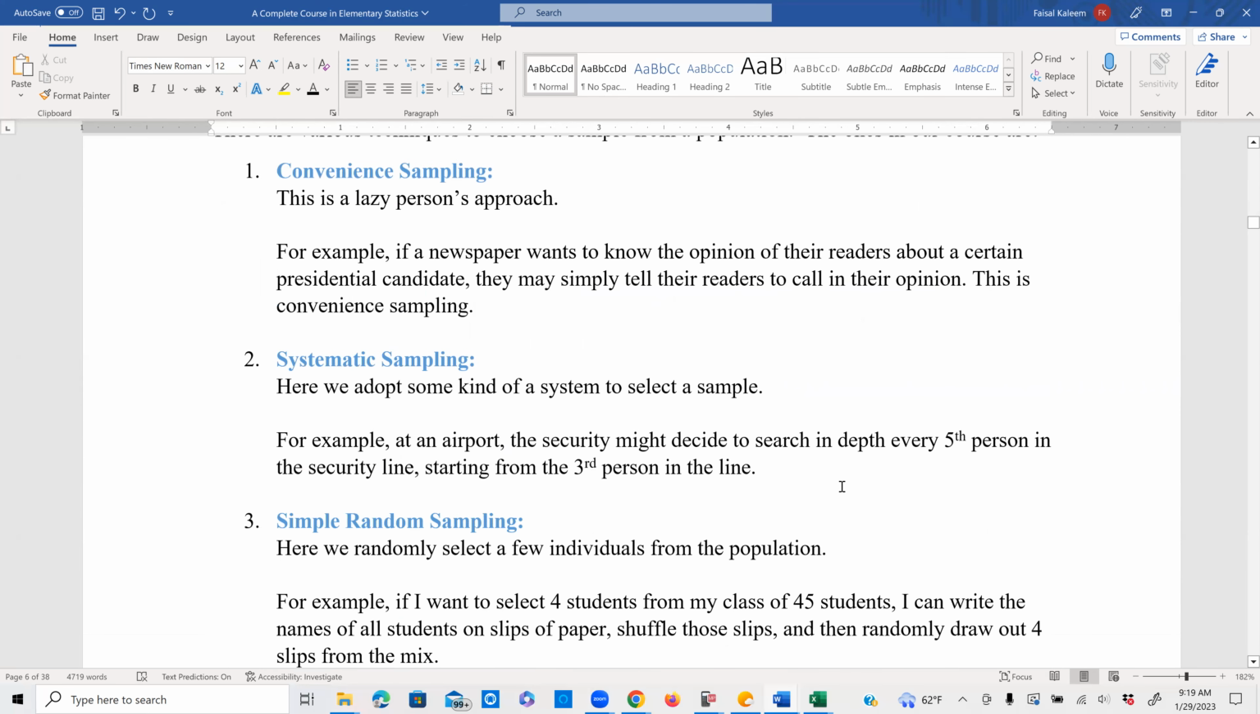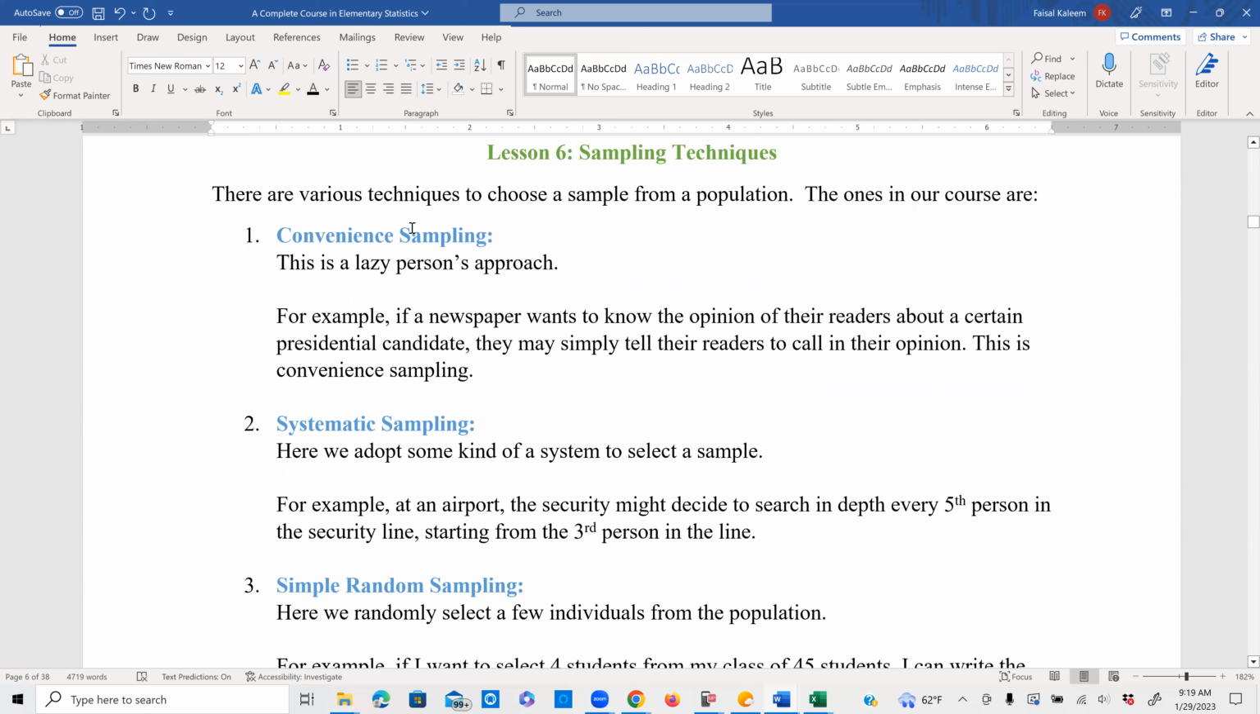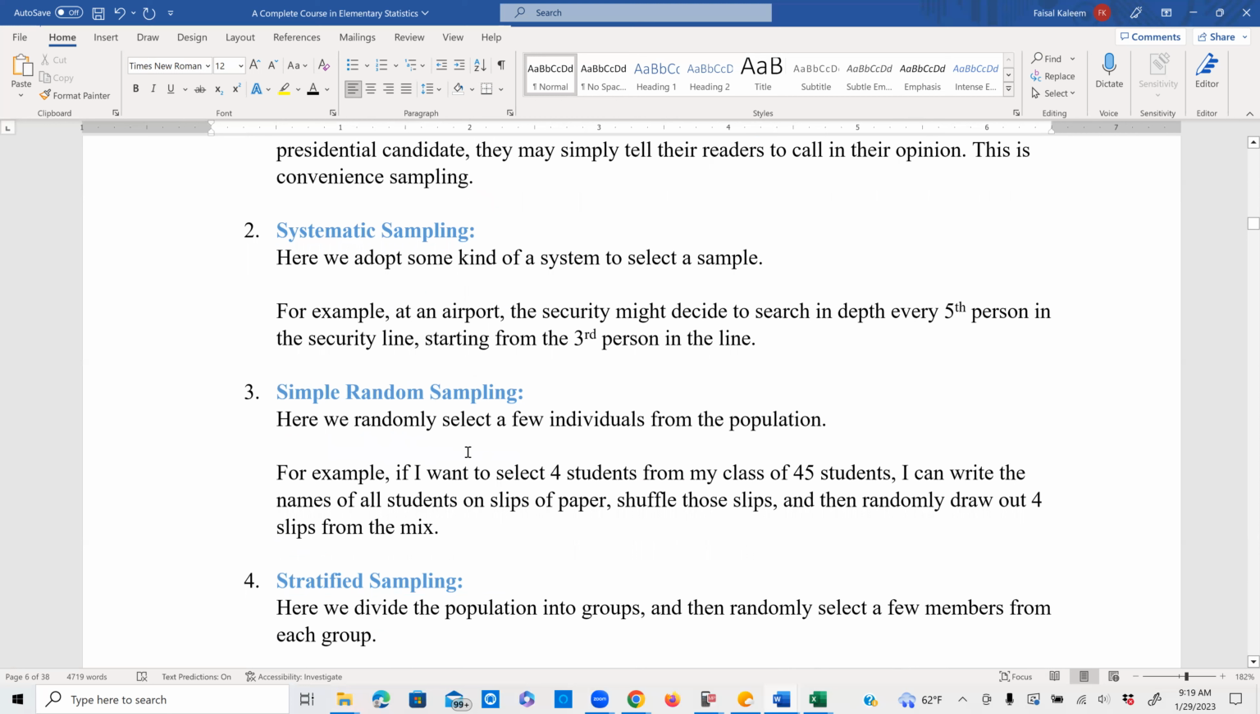Sampling techniques, so the ones we'll study in this course first is convenience. That's a lazy person's approach. Systematic, where we use some kind of a system. For example, at an airport, the security might decide to search in depth every fifth person in the line, starting from the third person. Simple random, here we just randomly select a few individuals from the population.